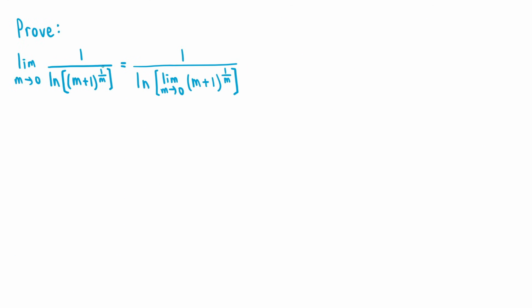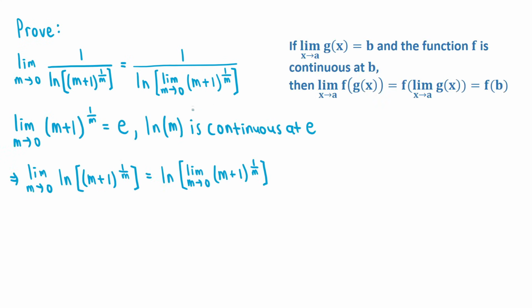So earlier we had the step, the limit as m approaches 0 of 1 over ln of m plus 1 to the 1 over m equals 1 over ln of the limit as m approaches 0 of m plus 1 to the 1 over m. So now I'm going to prove to you really quickly why this is actually the case. So earlier we established that the limit as m approaches 0 of m plus 1 to the 1 over m equals e. So this limit definitely exists, and ln of m is continuous at e.